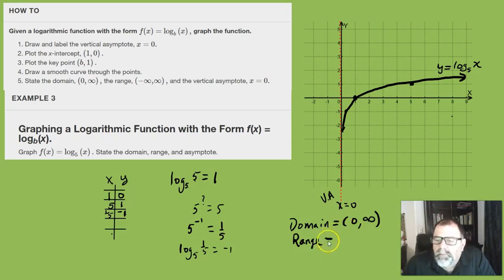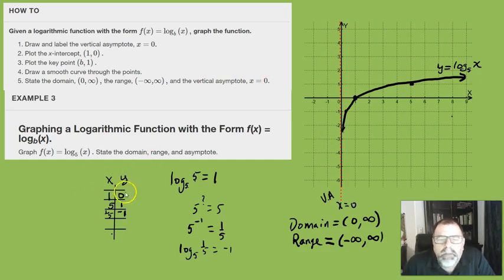So the range will be from -infinity to infinity, because even though this is flat, it's actually going up just real slow. So it'll hit 2 at 25, hit 3 at 125, hit 4 at 625, and so on. And then the vertical asymptote, x equals 0, which we already did.